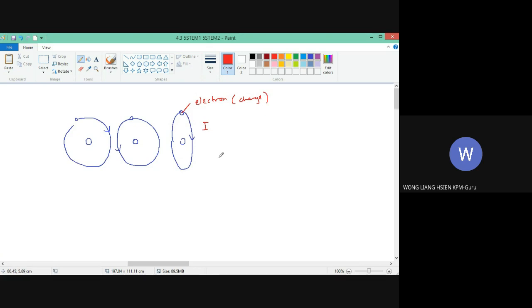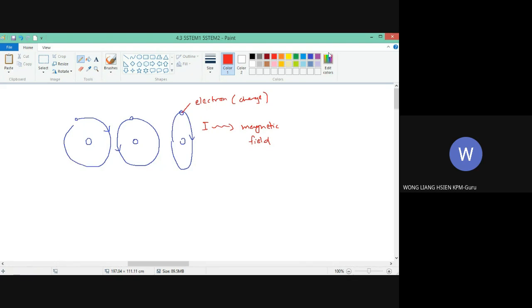And when you have current, the current will produce a magnetic field. But because the electrons all orbit randomly in different directions, the magnetic fields that they produce cancel each other off. So they do not combine together to become a stronger magnetic field.